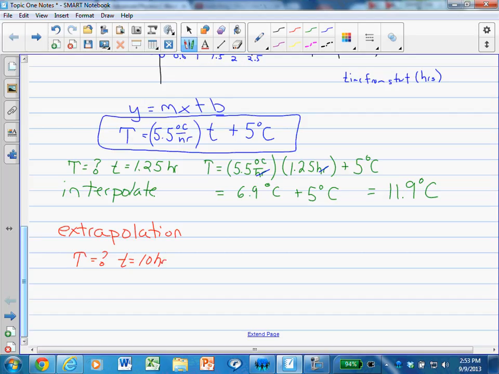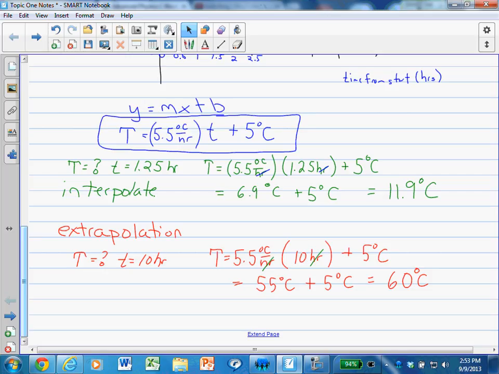So T equals 5.5 degrees Celsius per hour times 10 hours plus 5 degrees Celsius. So the hours cancel, and we get 55 degrees Celsius plus 5 degrees Celsius. Therefore, we can logically assume that our water will have warmed up to 60 degrees Celsius in 10 hours from the time we put it out.